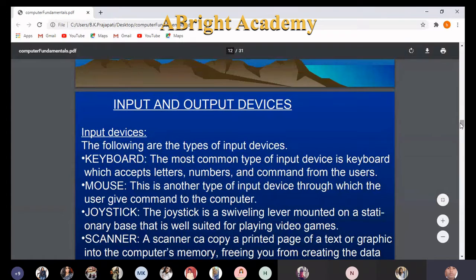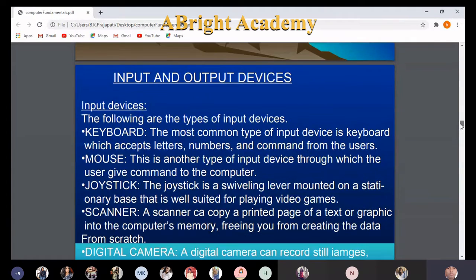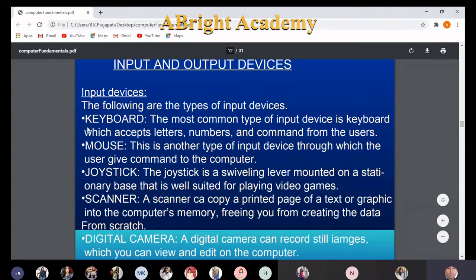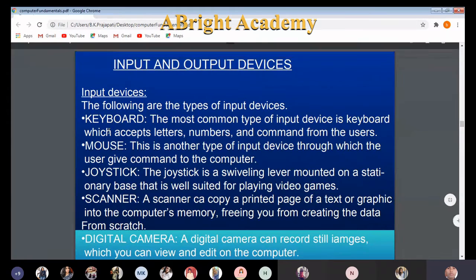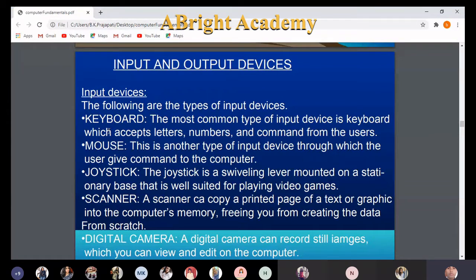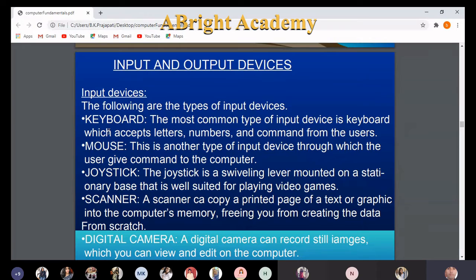Input and output devices. The following are the types of input devices. The keyboard: the most common type of input device is the keyboard, which accepts letters, numbers and commands from the users. Mouse: this is another type of input device through which the user gives commands to the computer. Joystick: the joystick is a swiveling lever mounted on a stationary base that is well suited for playing video games.